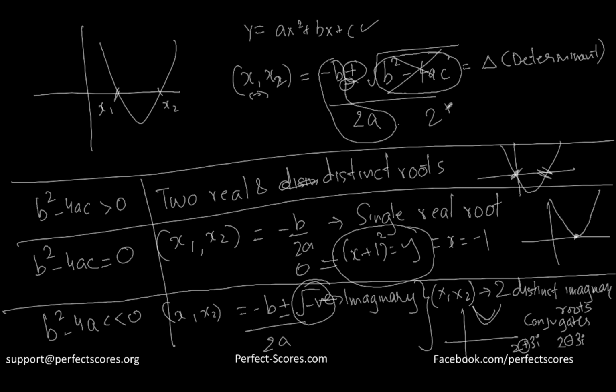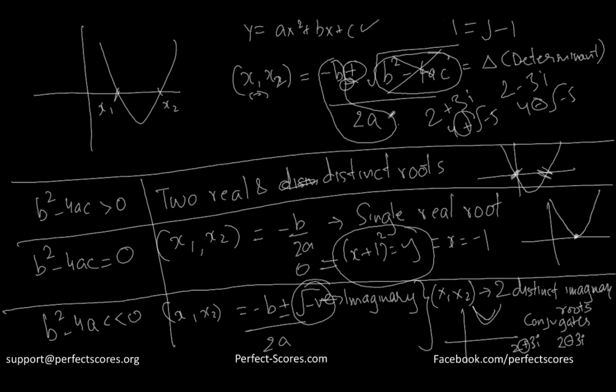If one root is 2 plus 3i, another root is 2 minus 3i. i is nothing but square root of minus 1, guys, right? If one root is 4 plus square root of minus 5, another root is going to be 4 minus square root of minus 5. So they're going to be conjugates. That means one is going to have a positive sign and one is going to have a negative sign here. So I hope this is fine, guys.